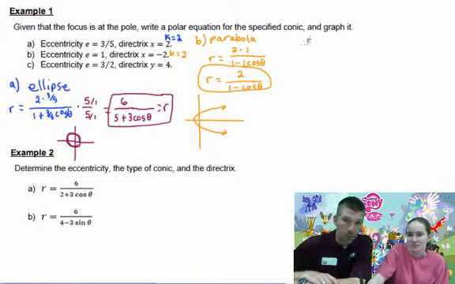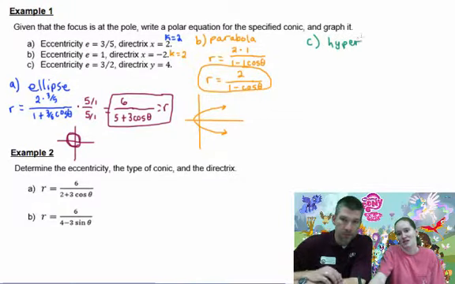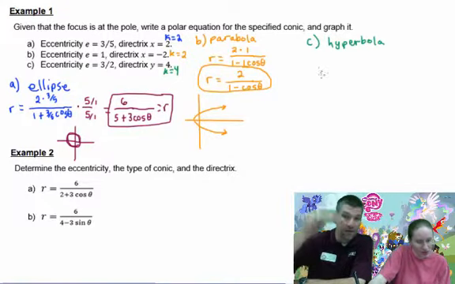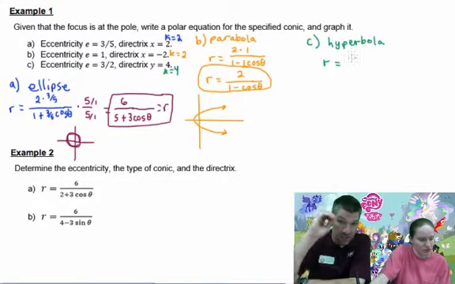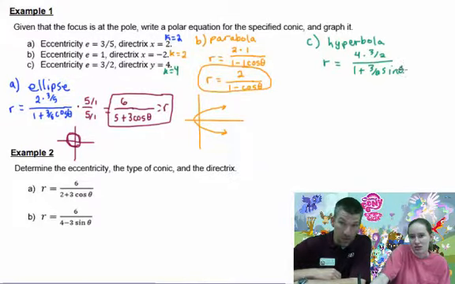Part c, 3 halves. So it's got to be a hyperbola, because that's the only one we haven't done yet. So k is positive 4. And since it's y equals 4, we're going to have a plus sign on the bottom. So k times e, 4 times 3 halves on top, and then on bottom 1 plus 3 halves sine theta, and then we're going to multiply by 2 over 2. That cleans our problem up.